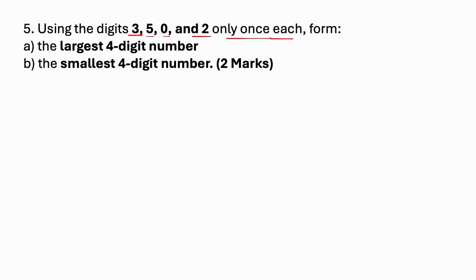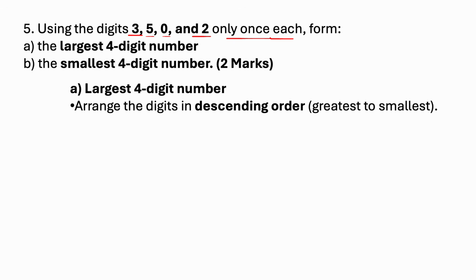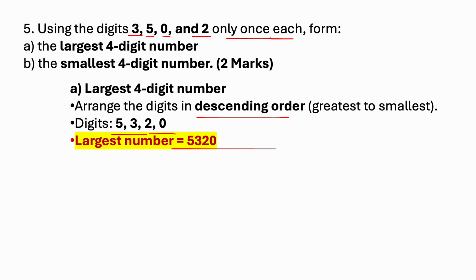Then how do you find the largest 4-digit number? Arrange the digits in descending order. Descending order means greatest to smallest. Here the digits are 3502. So in descending order it is 5320. So largest number is 5320. The next one, smallest 4-digit number.